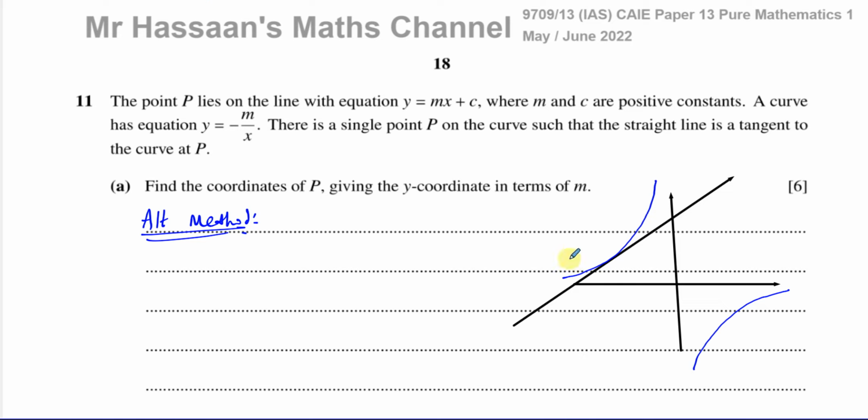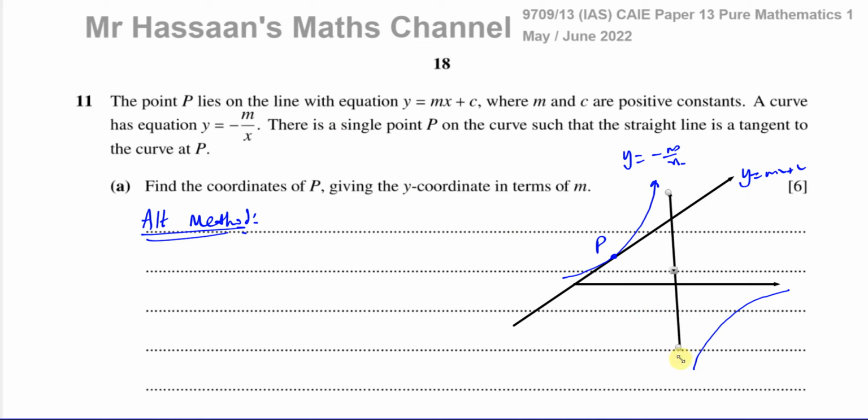We don't know exactly what it is, but it's minus 1, and the point here is something that we worked out eventually. We don't know this at the moment, so ignore that. All right, so that's the point P, where the line y equals mx plus c is a tangent to the curve y equals minus m over x. So we need to find the coordinates of the point P.